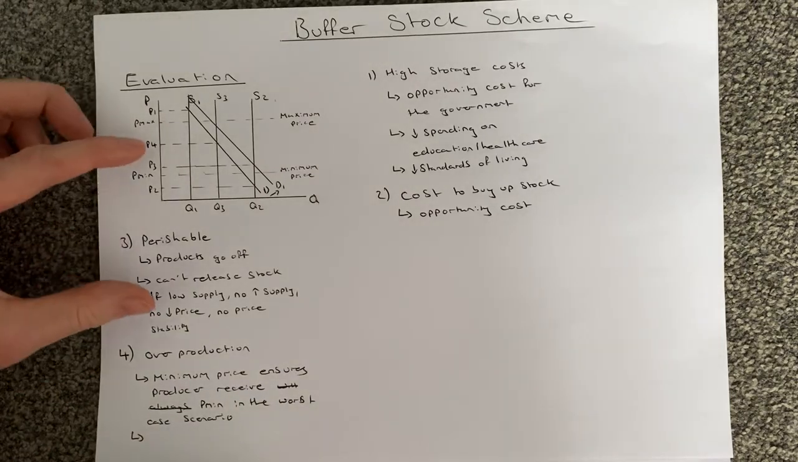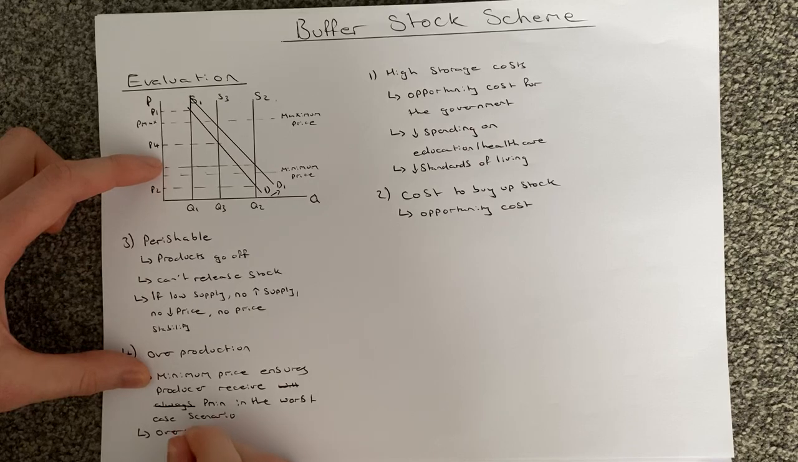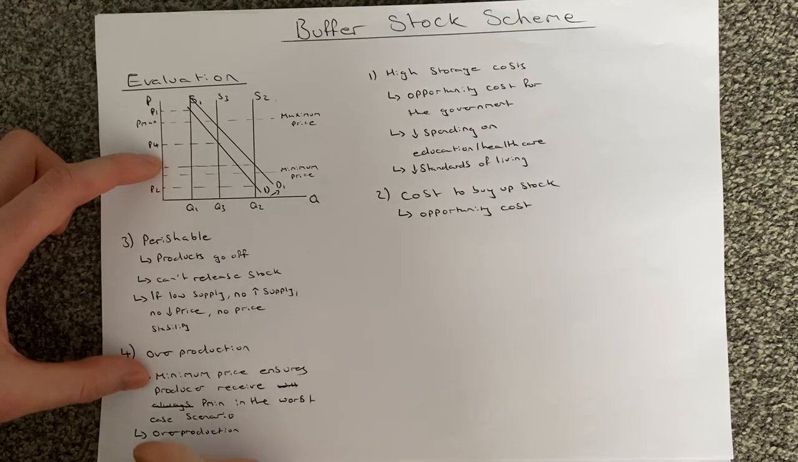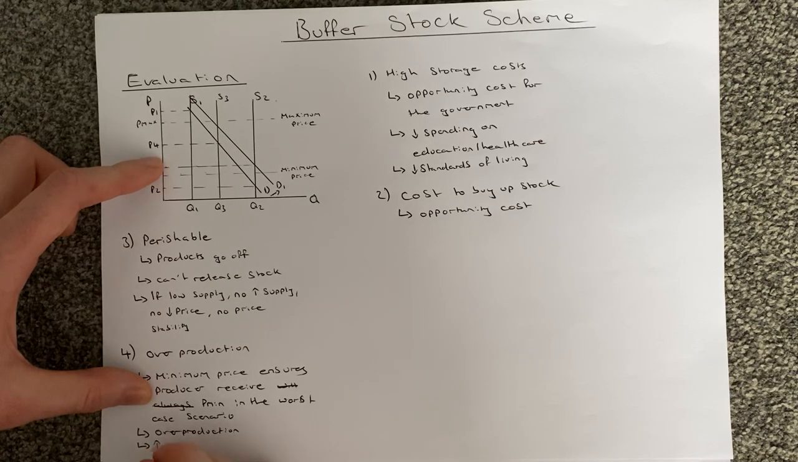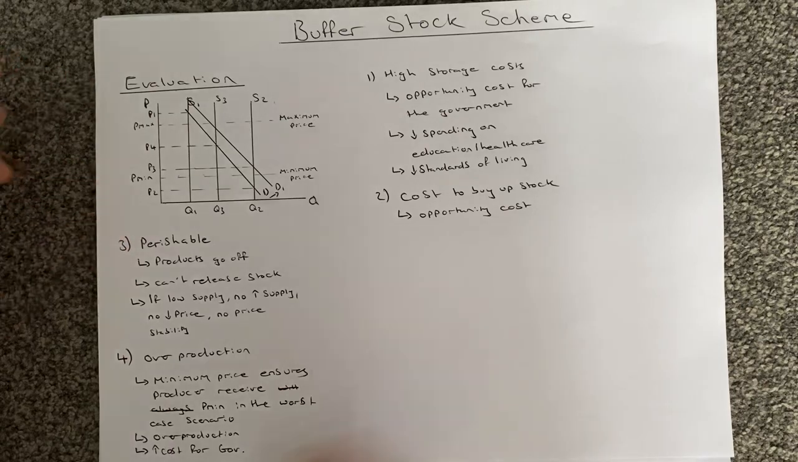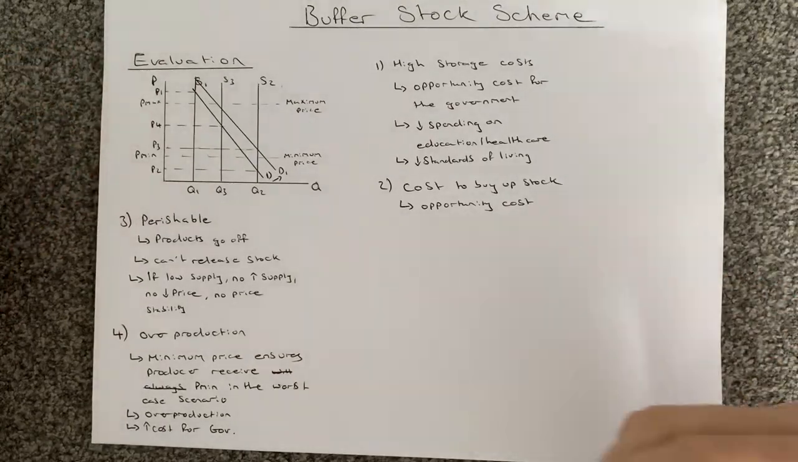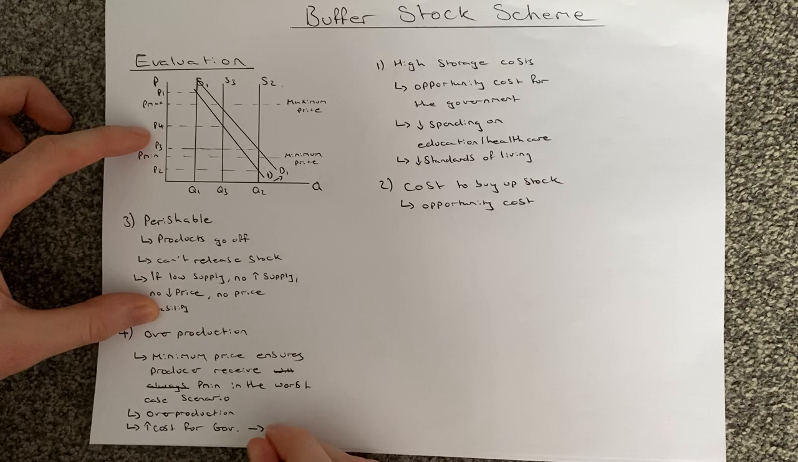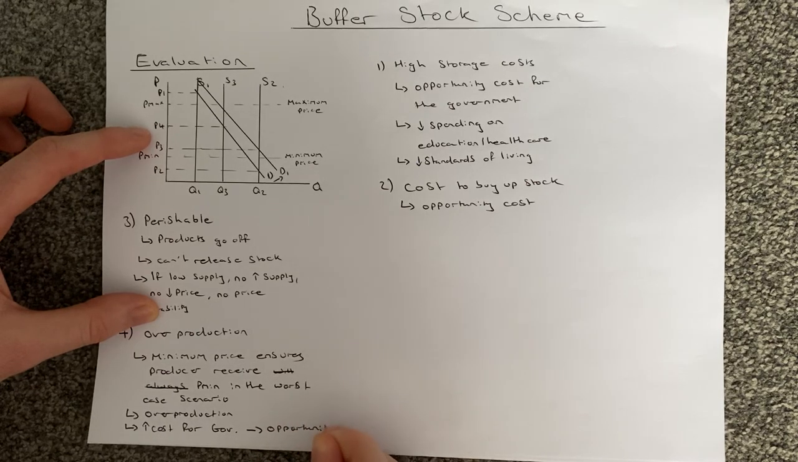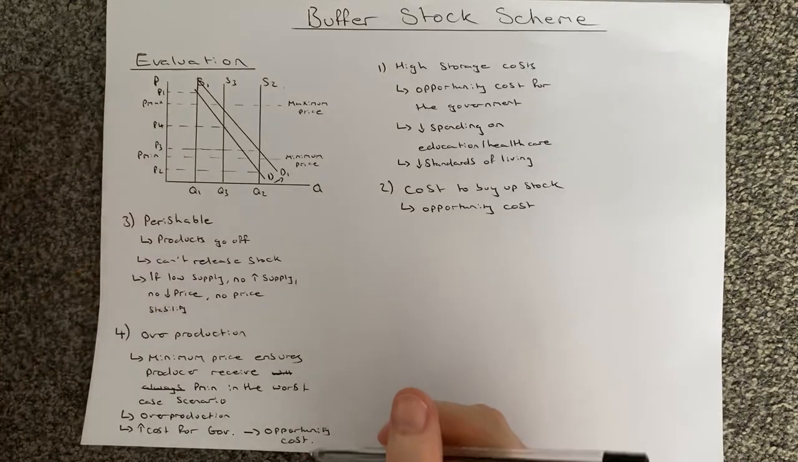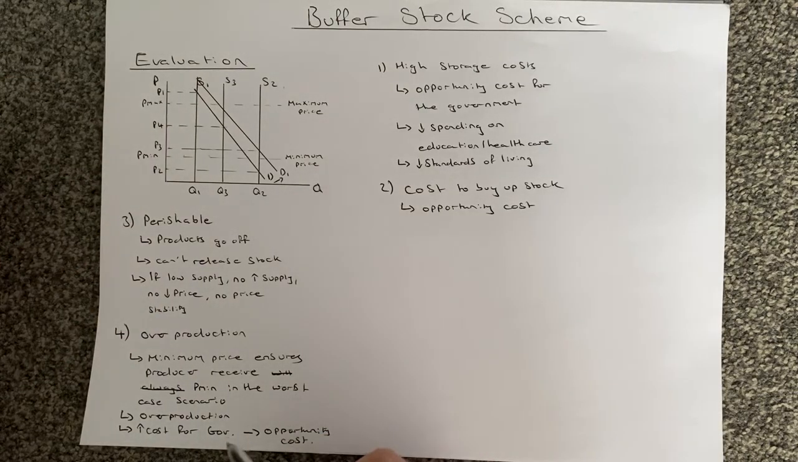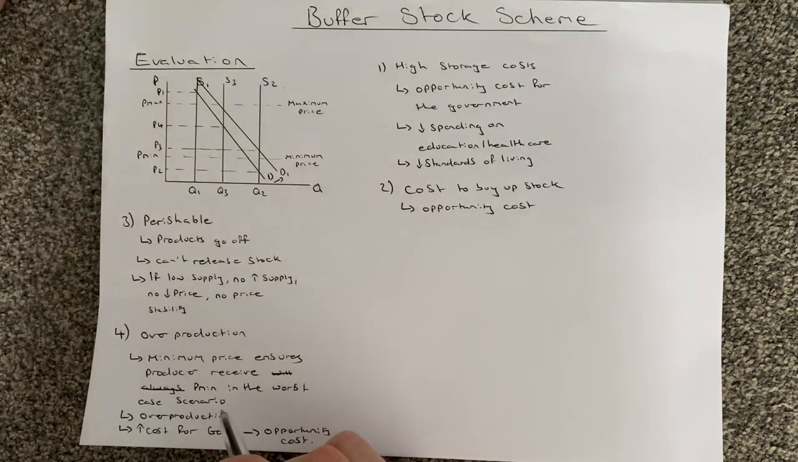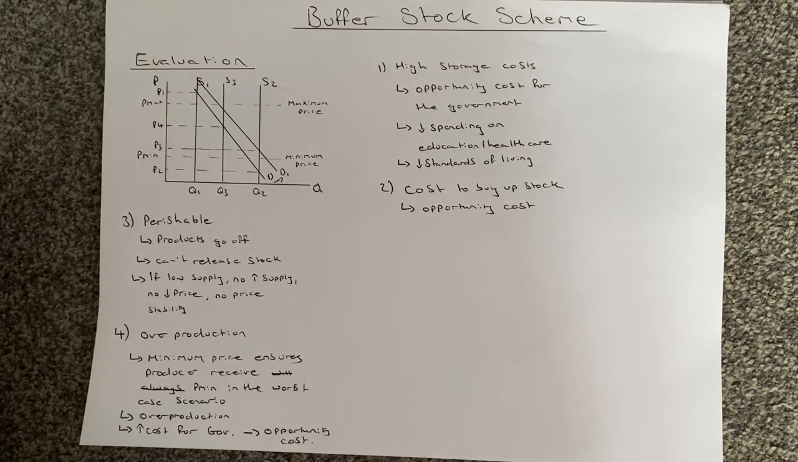What does that overproduction mean? So that, as it said, is going to lead to overproduction. What is that going to mean, therefore? Well, again, that's going to lead to an increased cost for the government, because obviously they're going to have to buy up more stock now in order to raise that price. So the increased cost for the government, and again, that could lead to an opportunity cost. So as you can see, we've talked quite a lot about cost here. But there is another point that we may wish to consider about buying up stock. And I'm going to elaborate upon that point now.